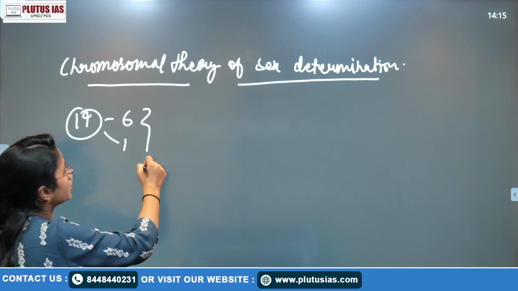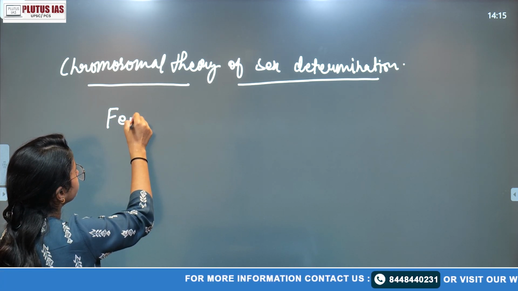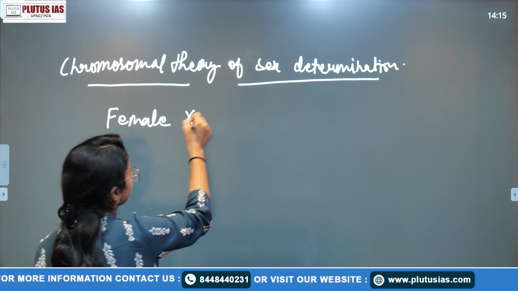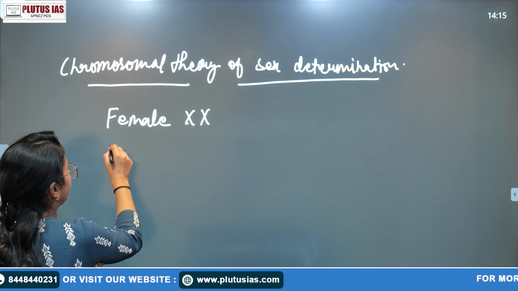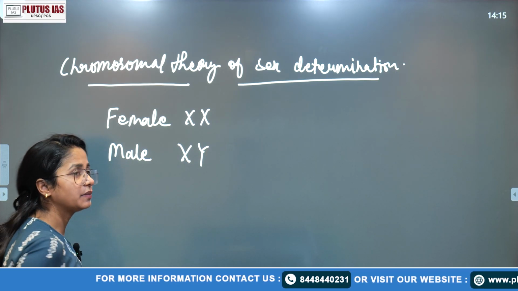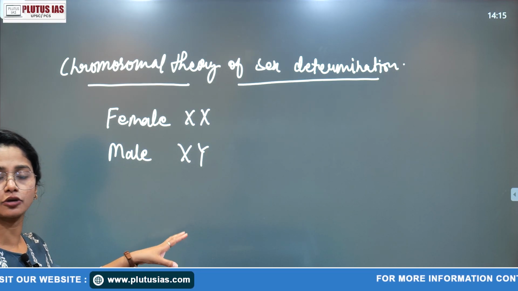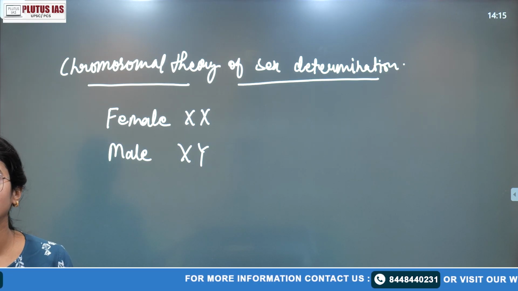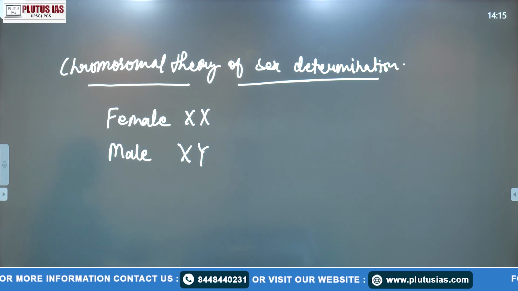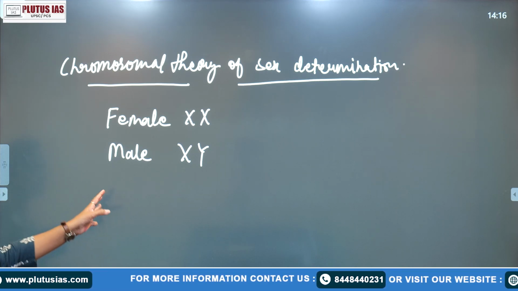What is the difference between the female and the male? The female is XX, okay, and the male in Drosophila is XY, similar to human, do not forget it. There are so many other types like ZO, ZW, ZZ that we'll talk about separately in some other topic, but today we'll only talk about female XX and male XY.